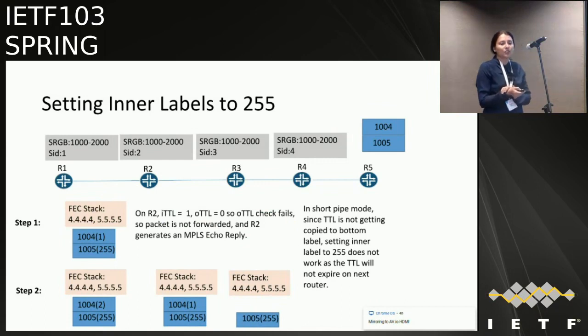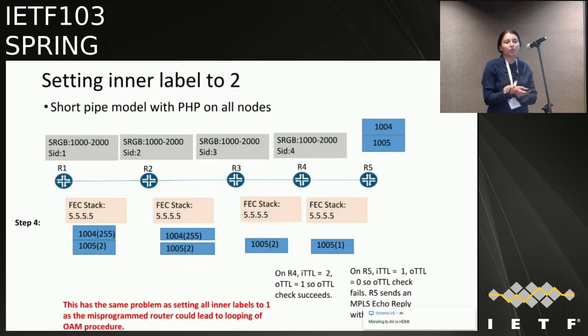So the last option is when you reach egress on R4, if R4 says I am egress, then instead of setting the inner TTL to 1, you set it to 2 directly. This also works well when everything is programmed properly, but it has the same problem as setting the inner label to 1, because if there's something misprogrammed, then you might not detect it.